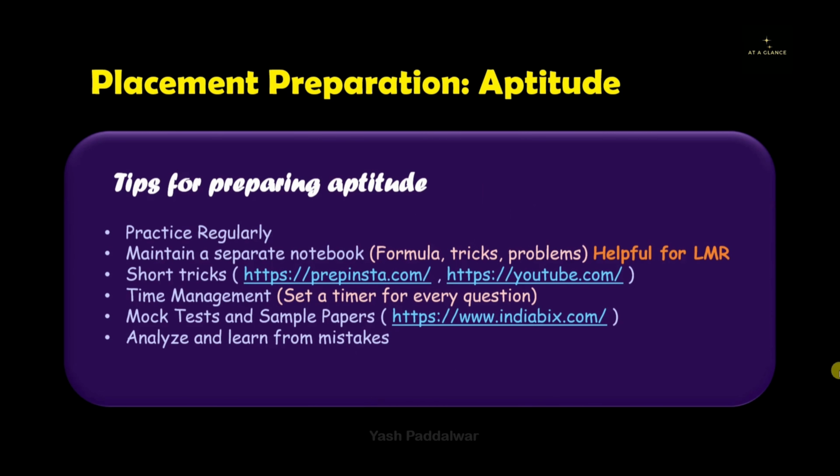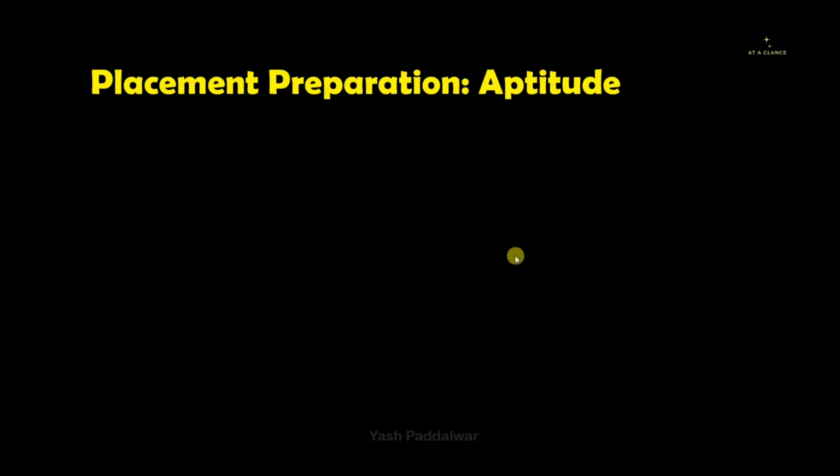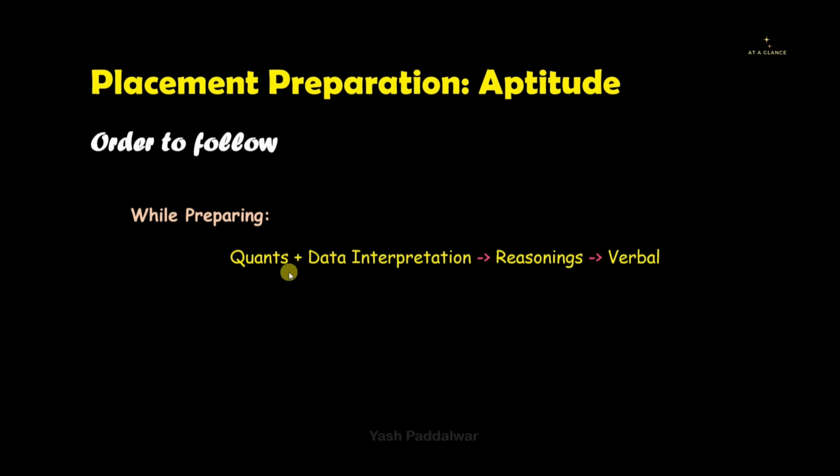If you follow all these strategies thoroughly, then no one can stop you from clearing the aptitude test that any big company takes. Now let's have a look at the order which must be followed for preparing as well as for attempting the test. So there are two sections. First is while preparing. So while preparing, what order we should follow? So first we should always start with the quants and the data interpretation. As I already said that quants, that is the quantitative aptitude, is the toughest section. So you should always start preparing with this particular section.